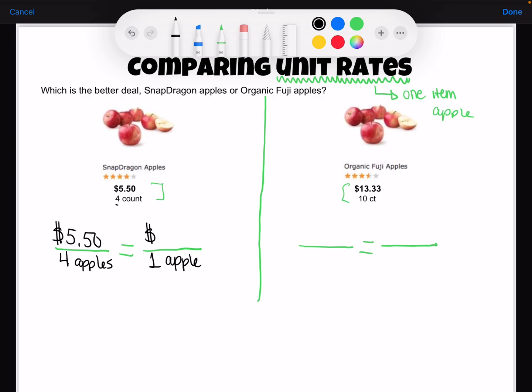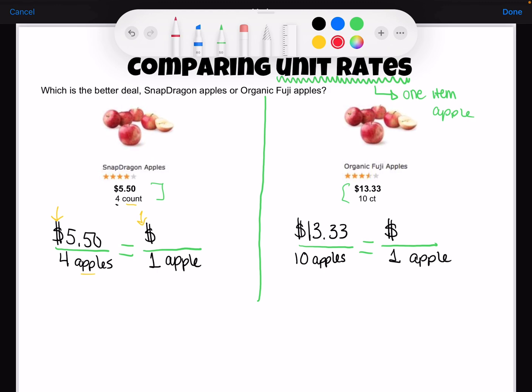Notice that I filled out not just my numbers, but also my units. So for apples, I have my dollar signs everywhere. And I can set up my right one as well, my organic Fuji apples. And this one is $13.33 for 10 apples. And again, I know I'm trying to find the cost or the price, so I'll put that money sign on top of 1 apple. You can do all of this without even doing any math yet. You can have your whole problem set up.